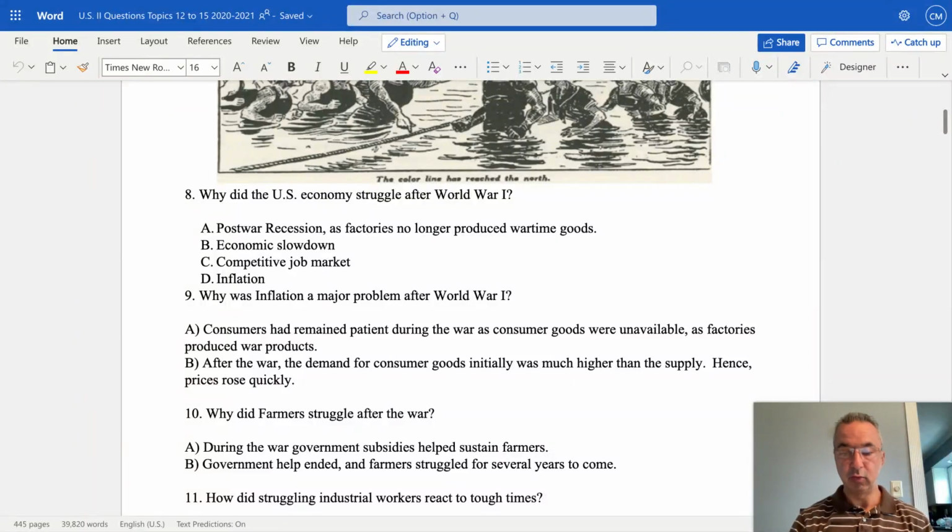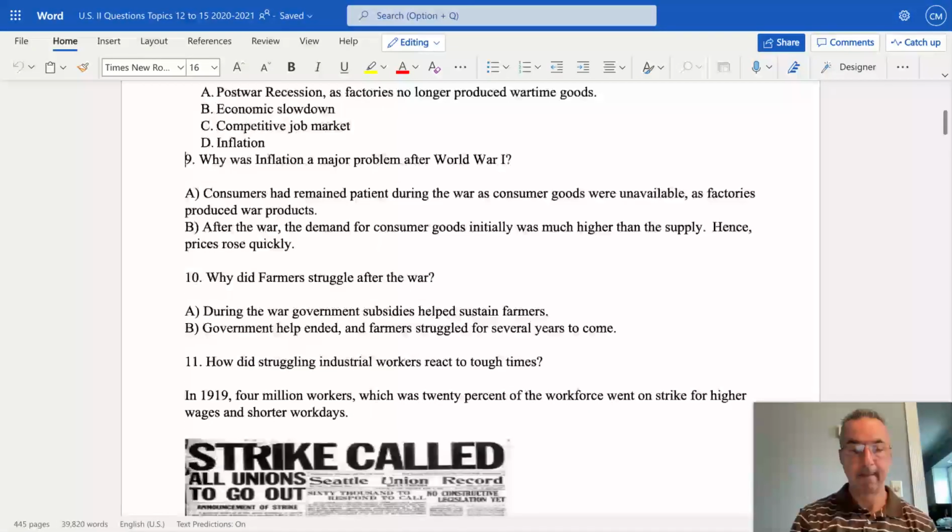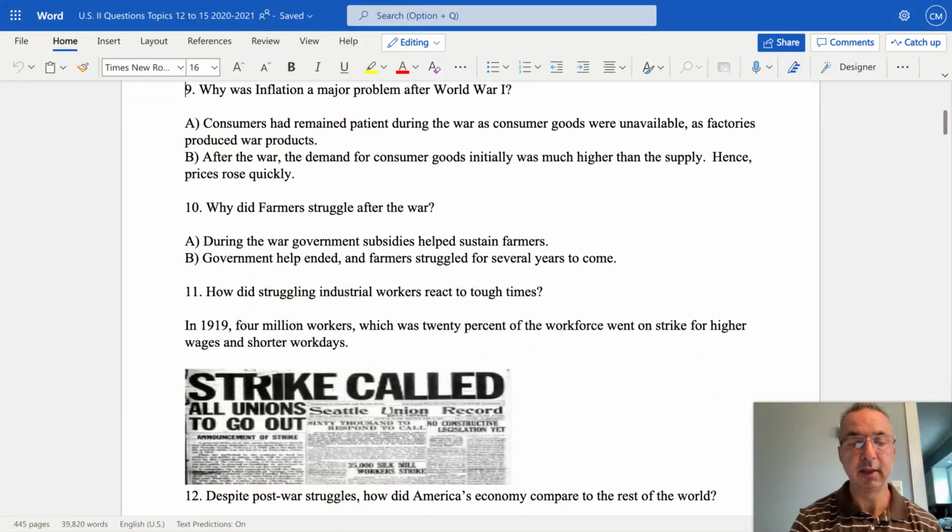11, how did struggling industrial workers react to tough times? When we think about industrial workers during the war, there's a lot of patriotism, a lot of people who were in support of the war, but now that the war was over, they were not as patient as they were previously. And if you think about one of the few powers that a group of workers has, it is to go on strike. So strikes were called across the country. In 1919, 4 million workers went on strike, which was roughly 20% of the workforce. And they were fighting for traditional things that they often fight for: higher wages during this period of time, shorter work days.